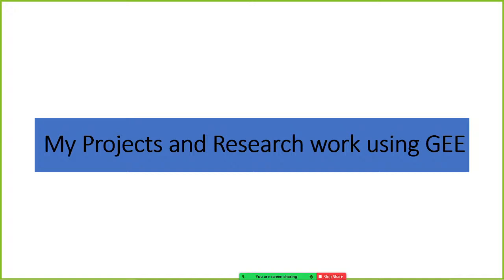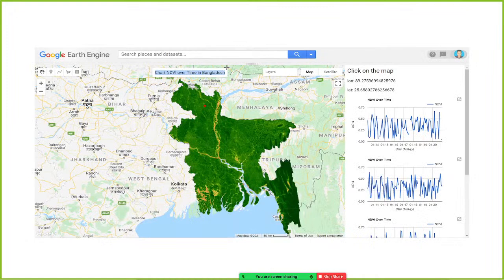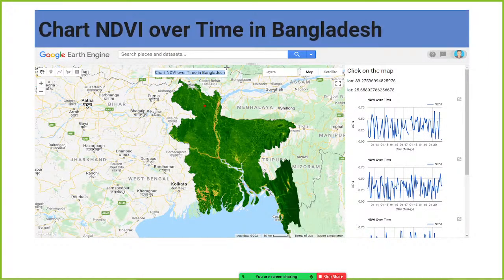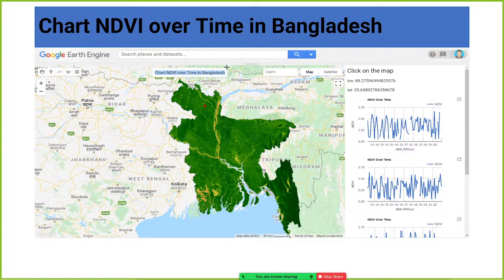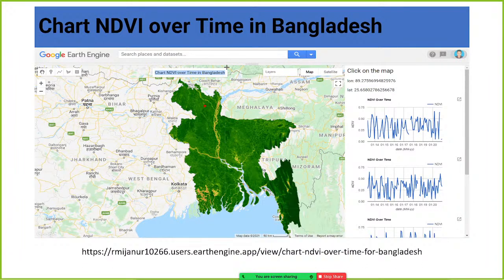So this time I will try to discuss some of the research and project work using the Google Earth Engine platform. So that you can also understand how you can easily use this Google Earth Engine platform and what results you can get from here. So first of all, you can see here, this is the web application for getting this NDVI chart over a period of time in Bangladesh, and anyone can use this web application from this link and get this result.